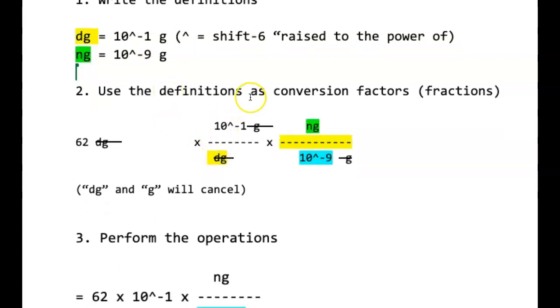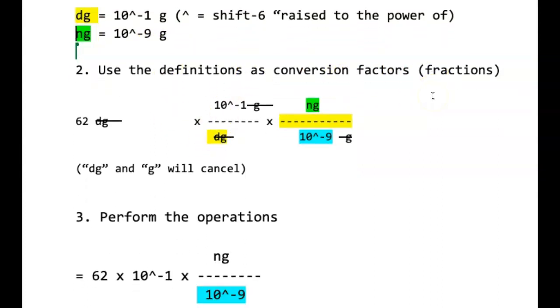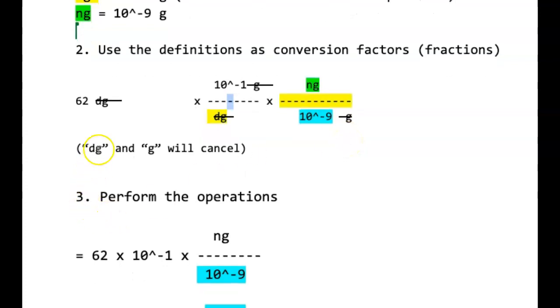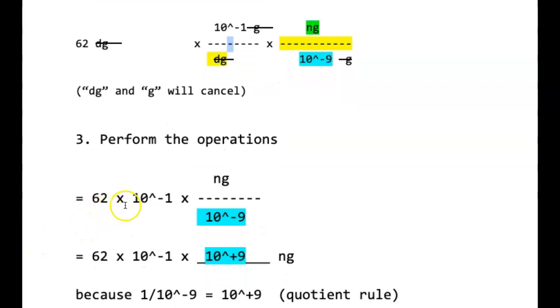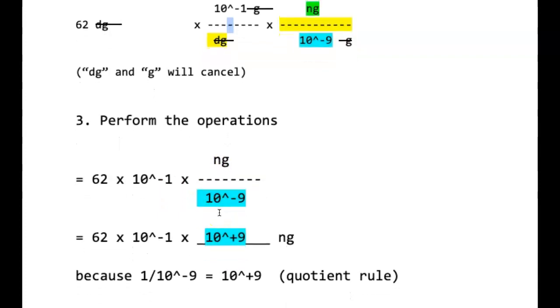Then we change the definitions into conversion factors, and we multiply them to what we're given. So 62 decigram times 10 to the minus 1 gram divided by decigram times nanogram divided by 10 to the minus 9 gram. Decigram and gram will cancel, and we are left with 62 times 10 to the minus 1 times nanogram divided by 10 to the minus 9.